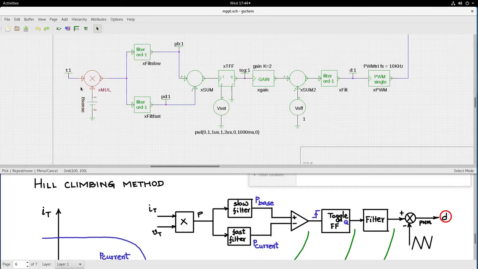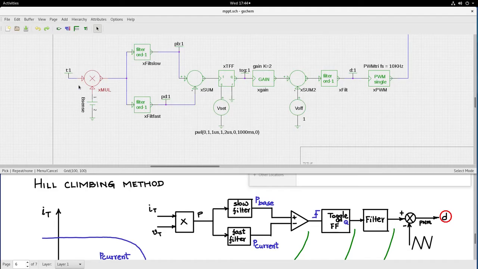I am using a multiplier here. Now this multiplier multiplies VT and IPV and gives you the power output of the panel. This multiplier block is a new block. You see that Ngspice integrates very nicely with Cedar. Ngspice and Cedar tools, Cedar libraries are also integrated well within Ngspice.